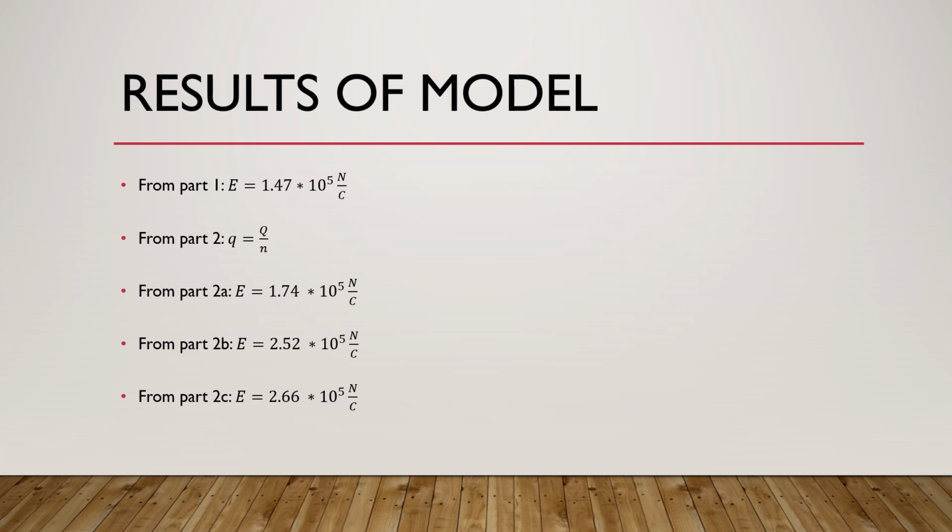Part 2 just wanted a simple equation for how you figure out the individual charge of each point charge when you have more than one, which you would just take the sum of all the point charges, which was provided, and divide it by the number of point charges to get that.